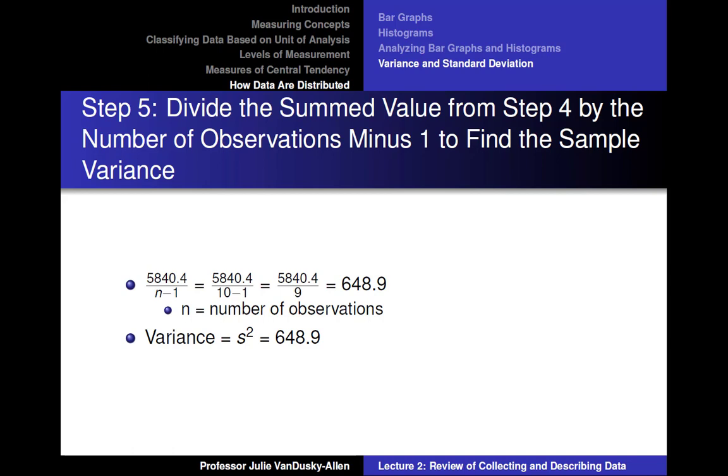Note that all we are doing here is calculating the average deviation from the mean. We add all the deviations together and divide by the total number of observations minus 1. That is almost like calculating an average.